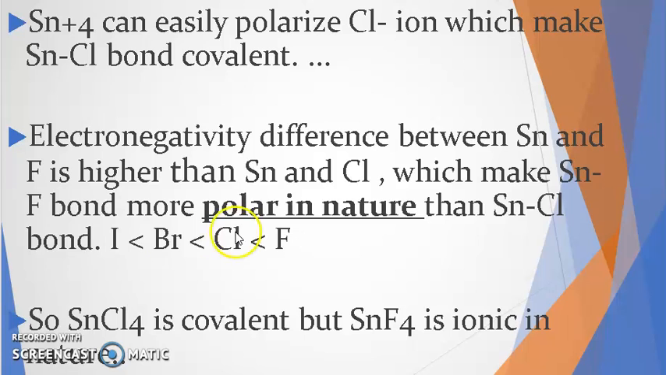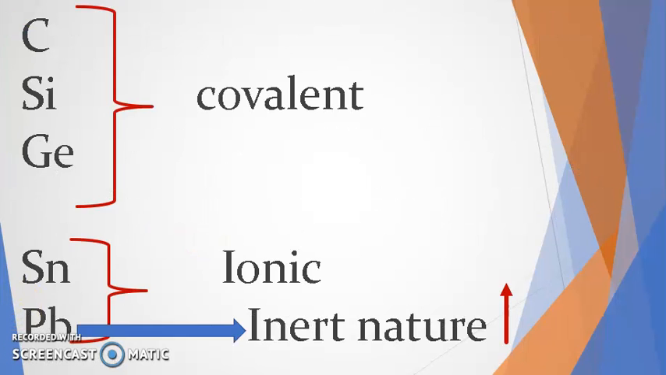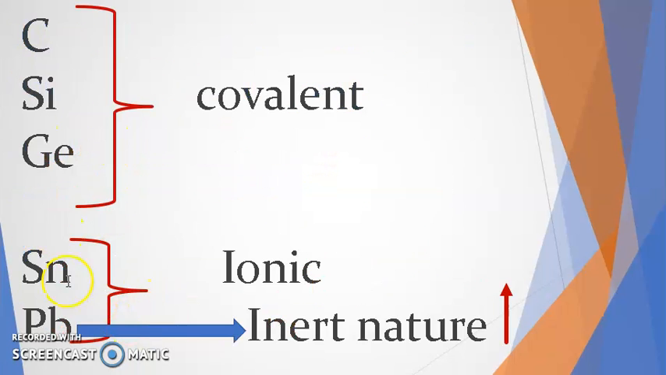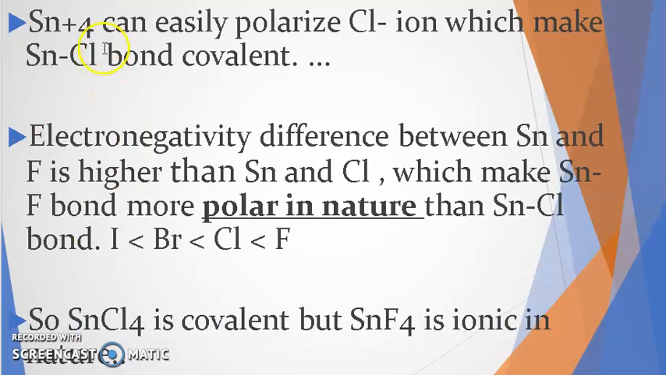Let's come to the options again. SnF4 is ionic in nature. When Sn is combined with fluorine, how is it ionic in nature? And SiCl4 is easily hydrolyzed because of being covalent. That we have to see. Sn has an oxidation state of +4. It is easily polarized when it combines with the Cl minus ion, which makes the Sn-Cl bond covalent in nature.